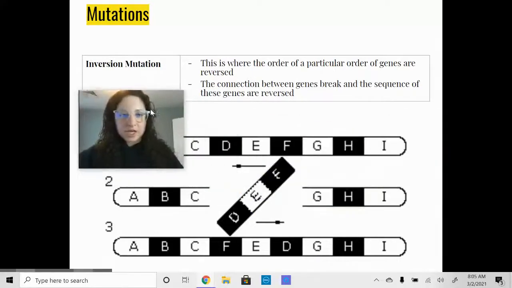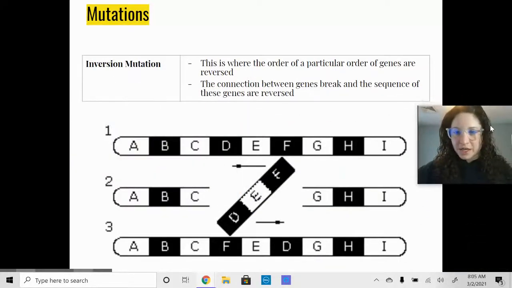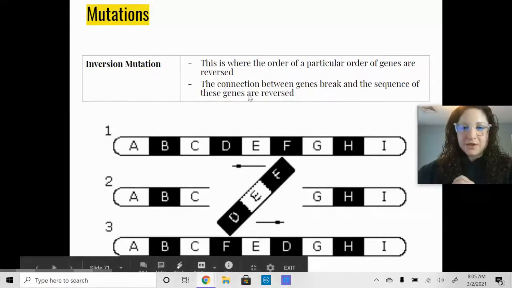For our next mutation, an inversion mutation, I believe I actually have this type of mutation in one of my chromosomes. I got it from my mom because she has it too. But this is where some parts of a gene, or some parts of a chromosome, are popped out of the chromosome. They are rotated around and then popped back in. So I think it's easier to understand and explain this type of mutation looking at the picture rather than reading the words.